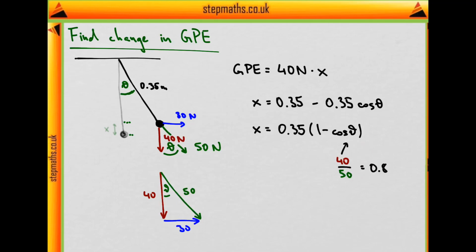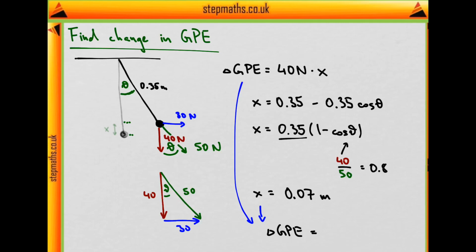And what that means for us is that x is 0.35 times 1 minus 0.8, which is 0.2, which is 0.07. It's 1/5 of 0.35, of course in meters. And we can now combine that with the first formula for the gravitational potential energy, which tells us we need to multiply this value of x by 40. So 40 times 0.07 is 2.8 joules. And that's our final answer, and in the exam, it was option B.